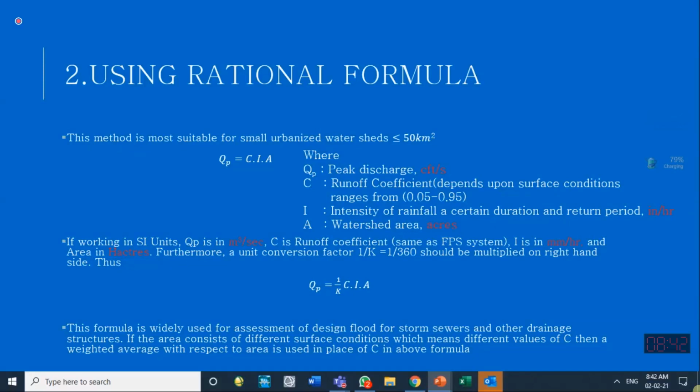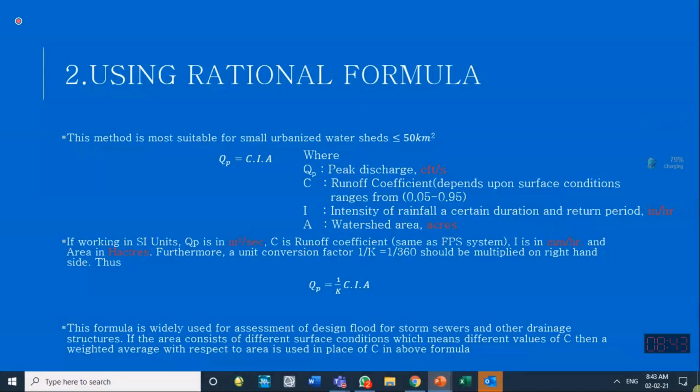So the designers select, based upon the importance of the structure, the return period for which I should calculate the discharge, or which I should select as the design discharge. So he first decides the return period. Usually we relate it with the life of that project. If a structure has to remain there for 25 years, then we select that the design flood should at least have a return period of 25 years.